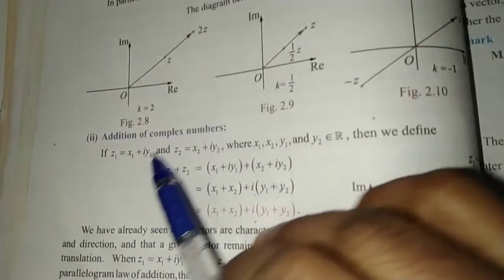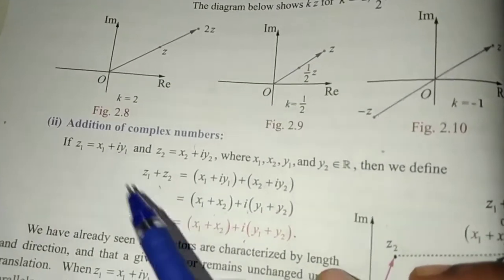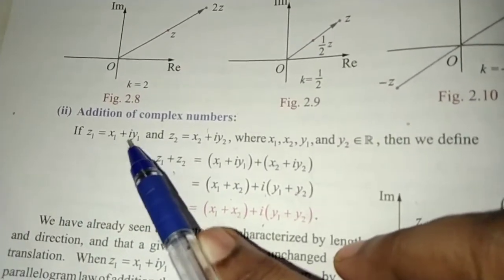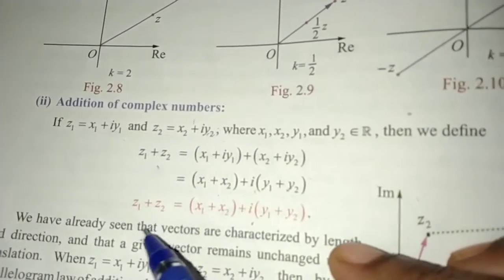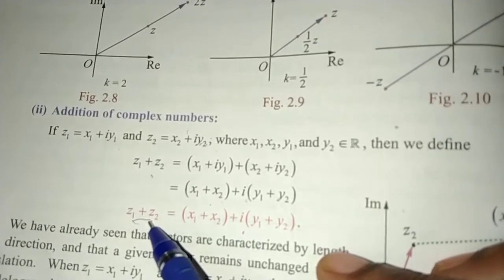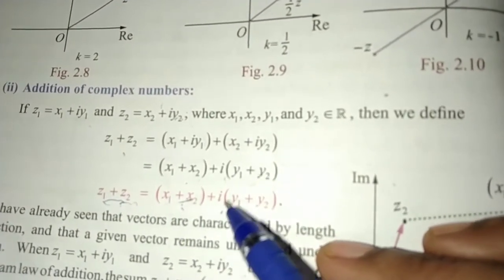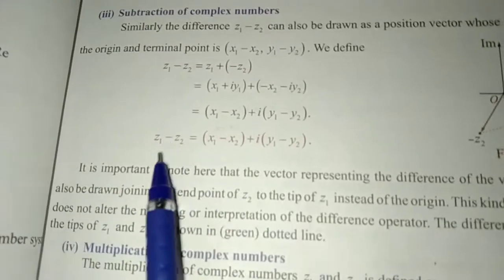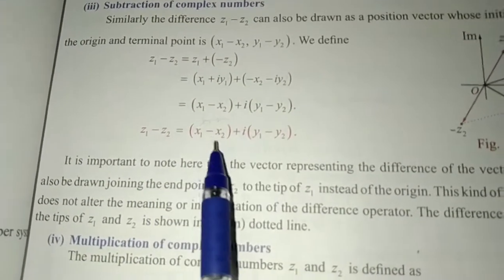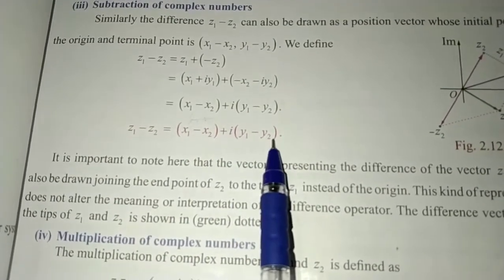Next, addition of complex numbers. Next we are going to see addition of complex numbers. z1 equal to x1 plus iy1, z2 equal to x2 plus iy2. Now the sum of the complex numbers z1 plus z2 equal to, add the real parts, x1 plus x2, plus i into y1 plus y2. Okay. Next, similarly subtraction of complex numbers, z1 minus z2 equal to, subtract the real parts plus i into subtract the imaginary parts.